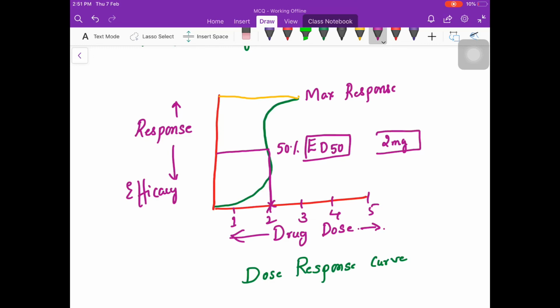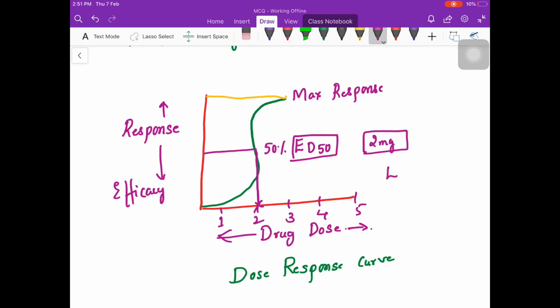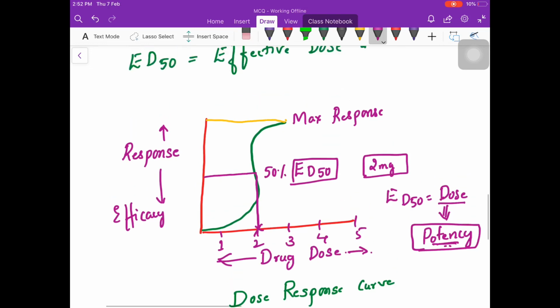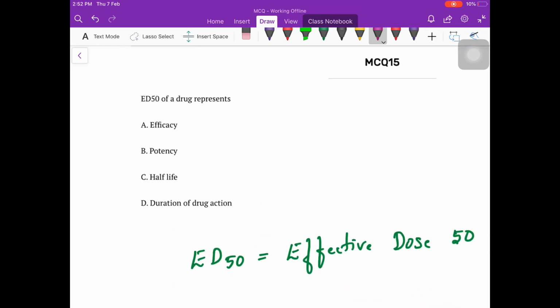So what do you mean by that? ED50 represents the drug dose. Remember, when they talk about the dose of the drug, it is always the potency we are speaking about. So here ED50 of a drug represents the dose of the drug, and it is the potency which can be determined by the dose of the drug. So coming to the question, ED50 of a drug represents potency. Remember, wherever the word dose appears, it always represents potency.